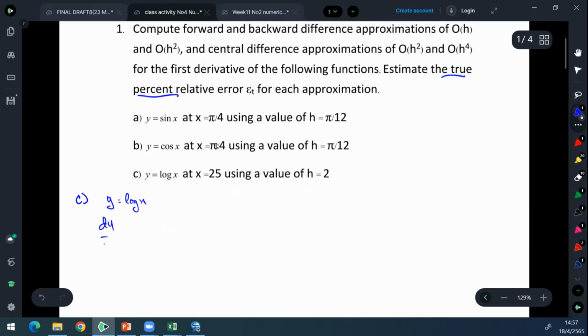What is the exact formula for y equal to log x? The first derivative dy by dx is equal to what? Who knows, please? What is the exact solution? What is the exact formula? Who knows? I will wait.